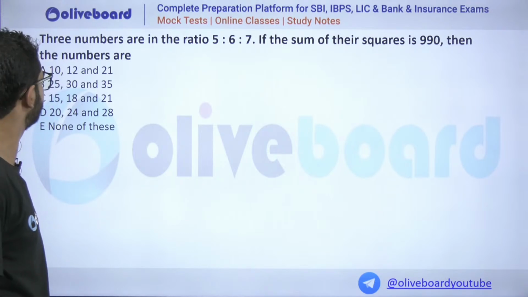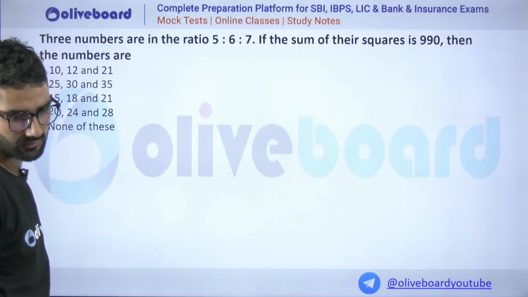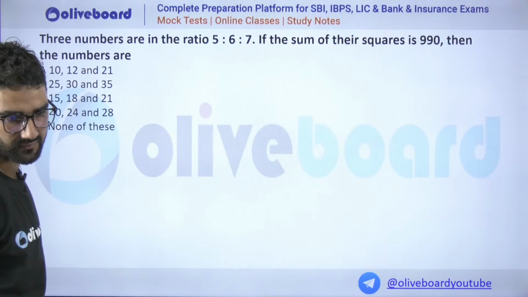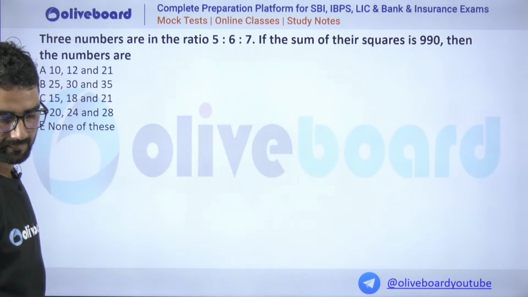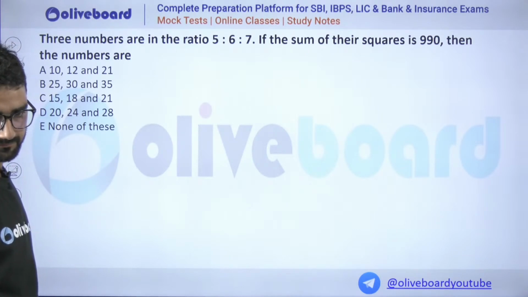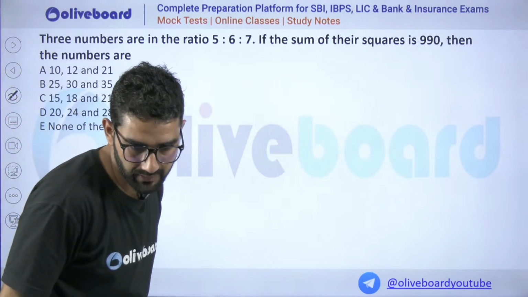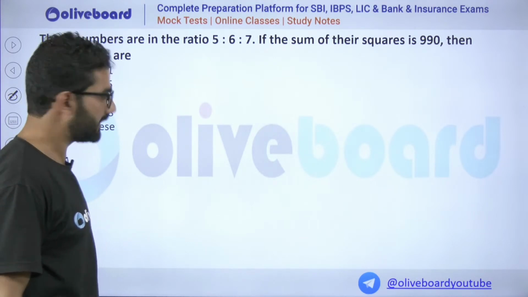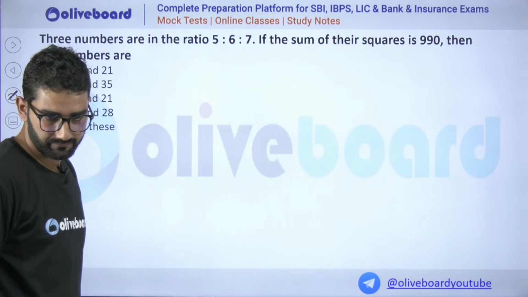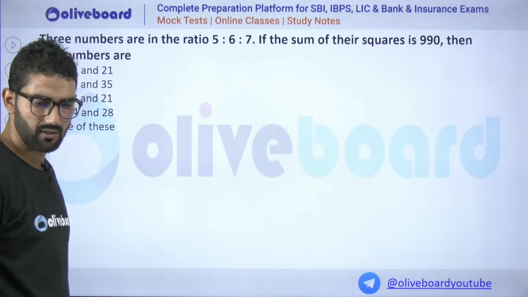Bharat says it is C. 15, 18, 21. Ashwini says C. Rohit sir, it is E, none of these. Damaya, it is Damaya, na? Okay. Madhavi, okay. 15, 18, 21. Okay, now Ashwini says it is okay. Yeah, see the question.